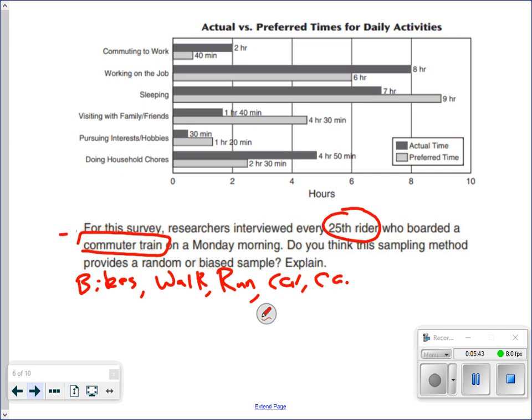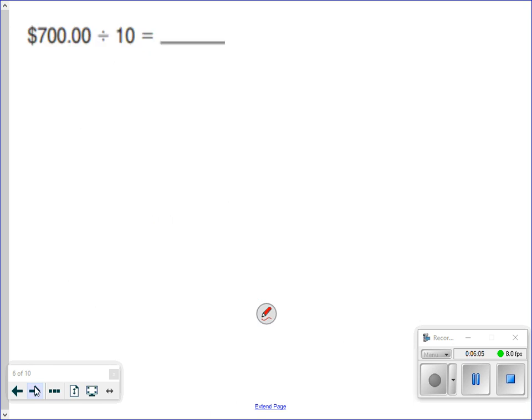Some people carpool. Some will take the bus. Some will fly. I don't know. Maybe Superman's in the lesson. But what I want you to know is no, the sampling method isn't random, okay? Because there are more ways to get to work than just the train. So that's not real accurate. That's why. It's kind of a tricky one. That's probably the only tricky one.